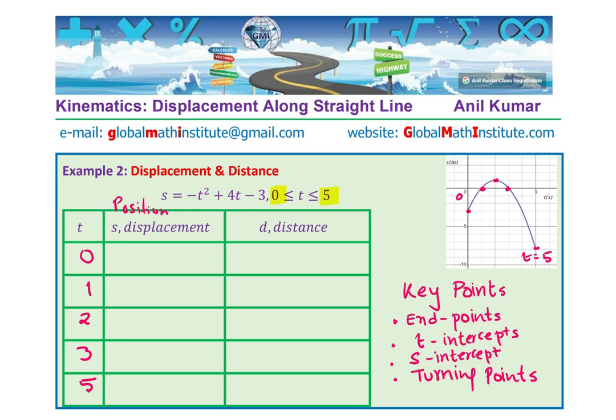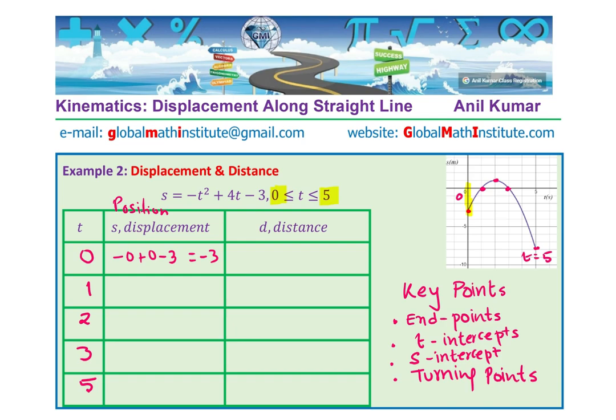So when t is 0, what is the displacement here? Just plug in 0 here, right? You get minus 0, plus 0, minus 3, right? So the displacement is minus 3. You get the idea. So that is your displacement, minus 3, means from the origin, it is 3 units left. So that is how you have to interpret. Next one.